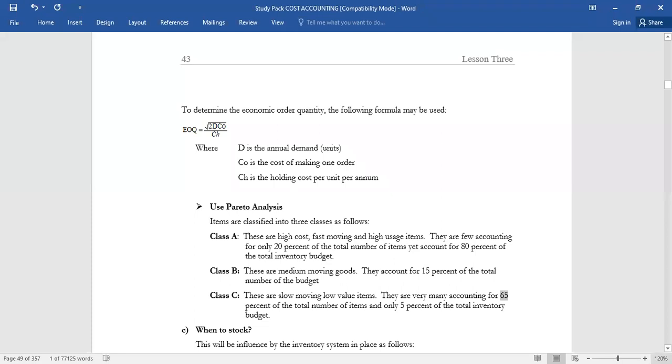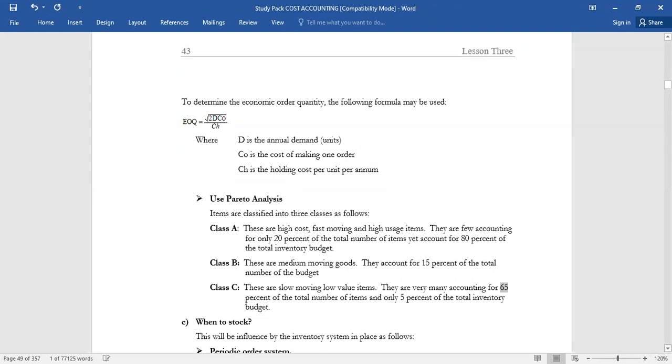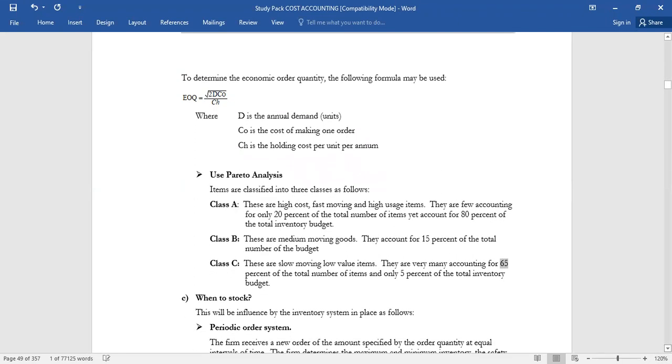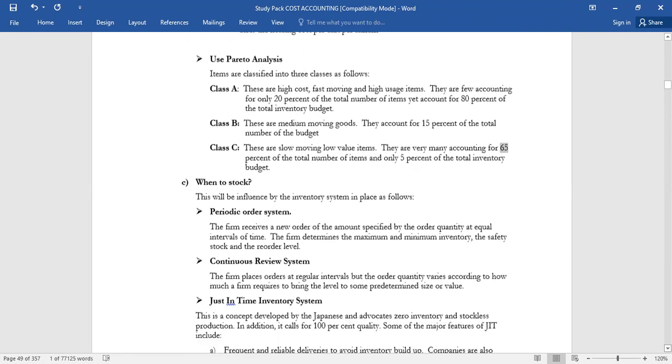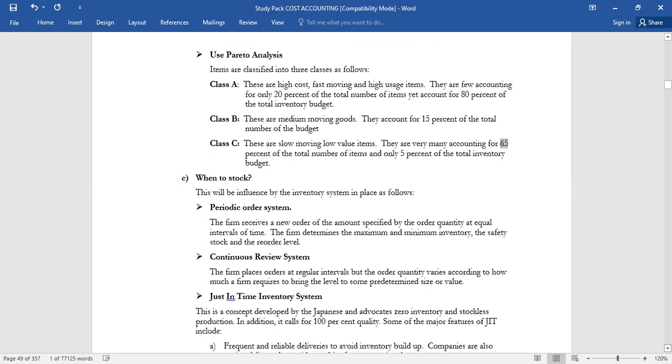Now, when do you stock? And this is where the economic order quantity, although it has its assumptions, and we look into that, comes in. There is what we call the periodic order system. Each organization will have set the interval at which they'd be ordering. Some of them are computerized. It is not a human who controls.